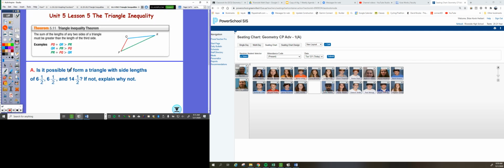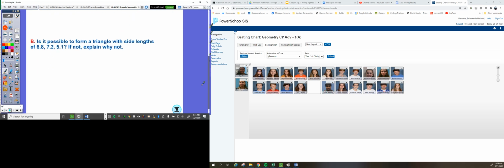So, this is the new stuff, okay? The triangle inequality, all right? And this says, all right, we're just going to kind of shorten this up a little bit.